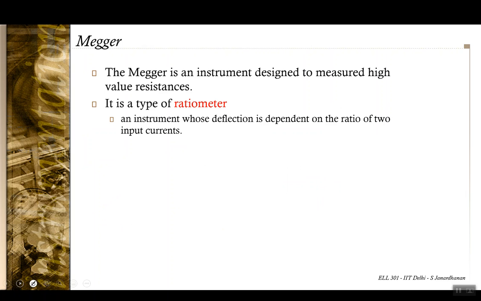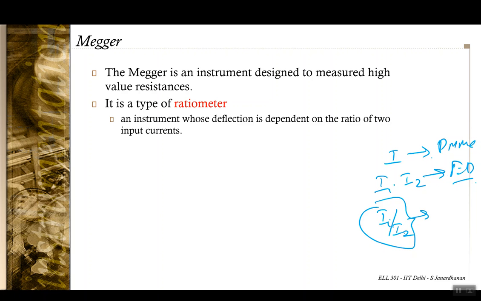Okay, so that was how to measure using the guard terminal. Another specific device that can be used to measure high value resistance is called a megger, or a megohm meter. It is basically a ratio meter. We have seen meters that either work on a single current or work on a product of two currents. In the single current case we have the PMMC meter, and for the product of currents we have the electrodynamometer meter. In a ratio meter, the display depends on the ratio of two currents.